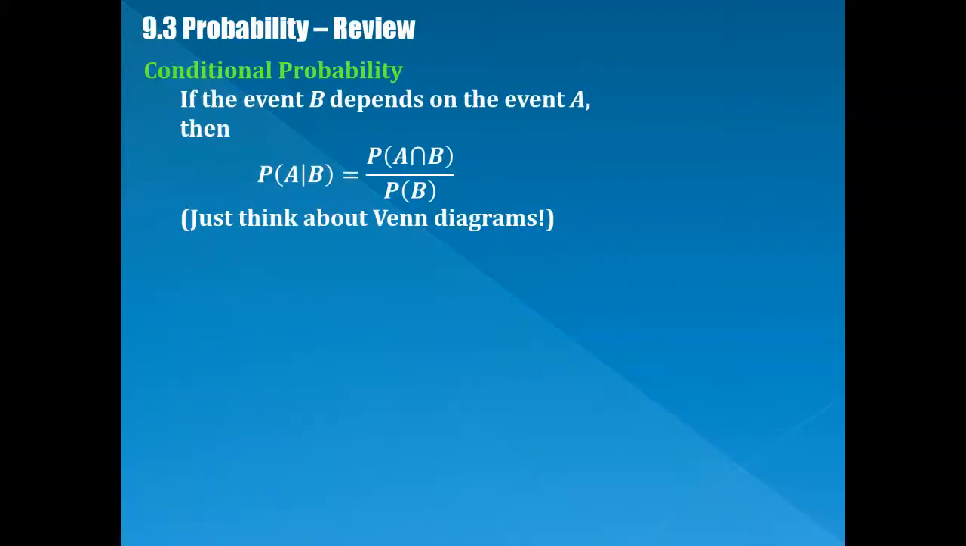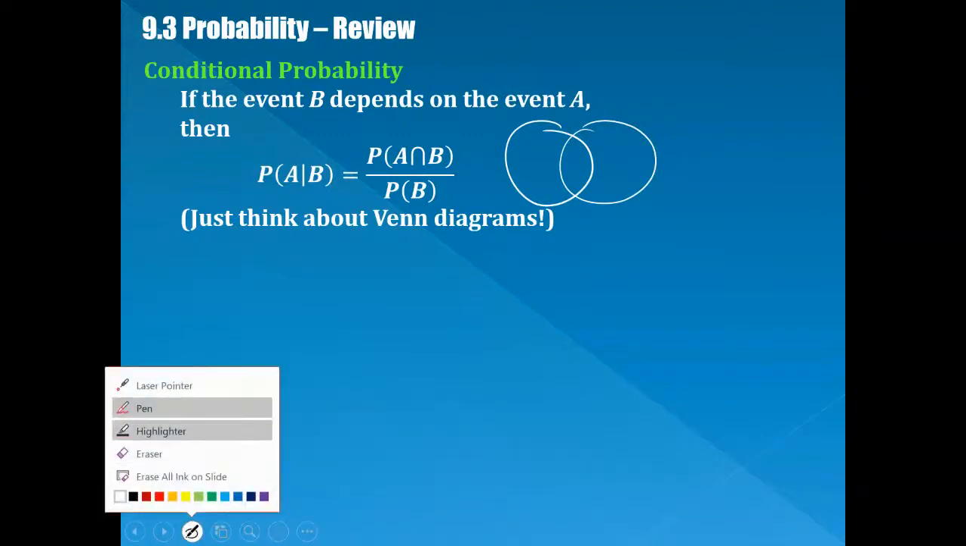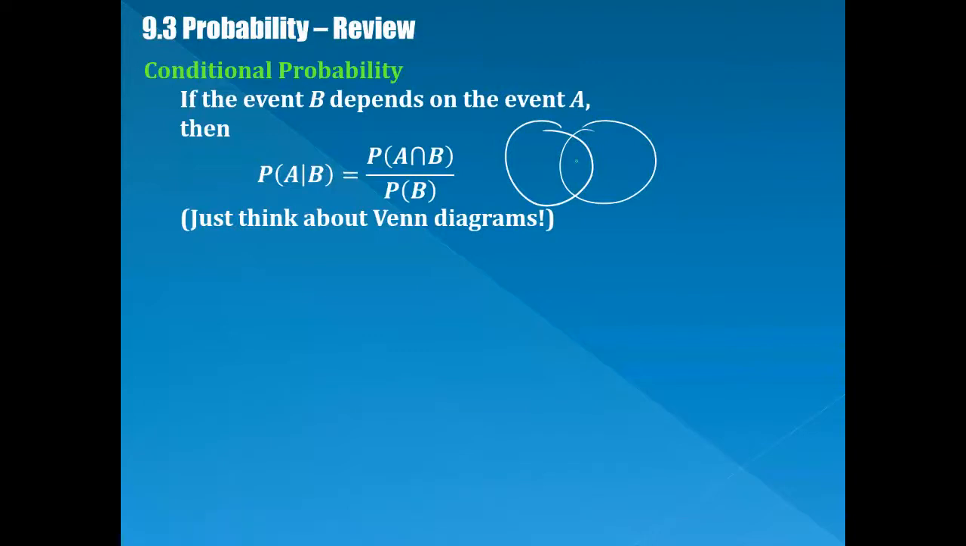So that's conditional probability. If event B depends on event A, then the probability of A given B is equal to the probability of them both happening over the probability of B, right? And so this, I like to picture as a Venn diagram, saying, well, the probability of me being in, let's say, you're narrowing, right? So if this is A, this is B.